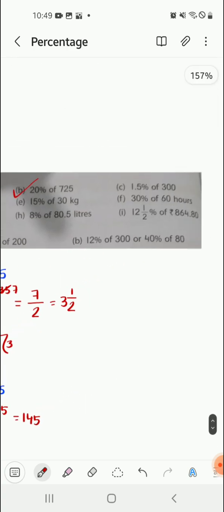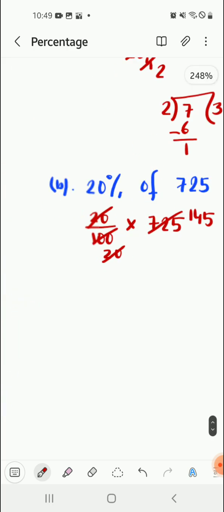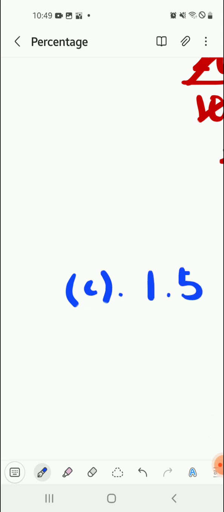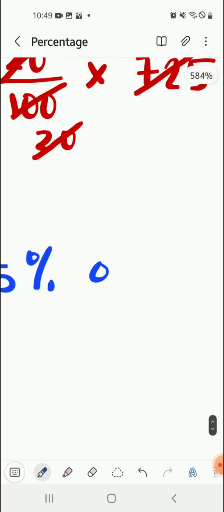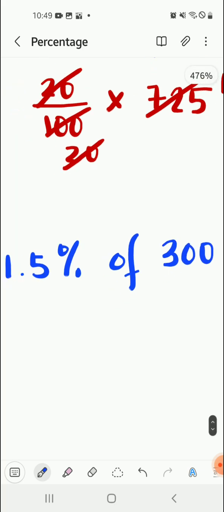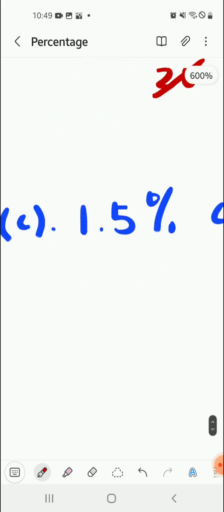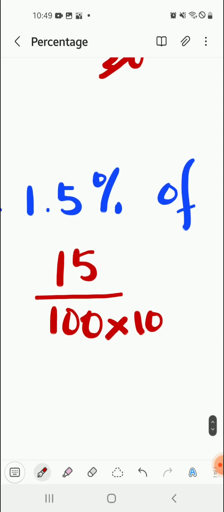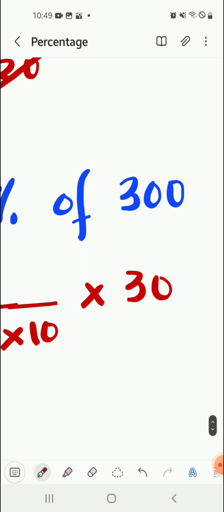Moving on, number C. 1.5% of 300. Once again, we are going to write it down in mathematical form. So 1.5 by 100, that is 1.5%. In order to remove the decimal from here, we have to multiply it by 10. So that 1.5, we can write it as 15 by 10, the same thing. Of is written as into, and we get 300.